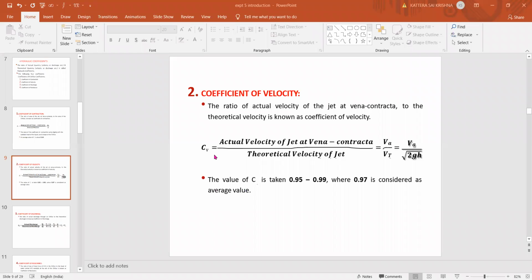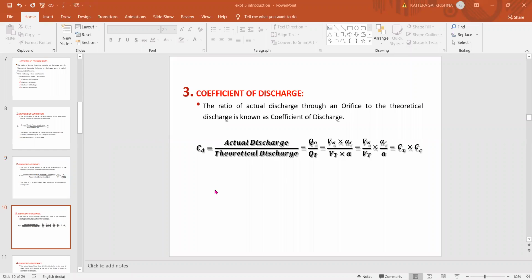The ratio of actual velocity of the jet at the vena contracta to the theoretical velocity is known as coefficient of velocity. Next, coefficient of discharge. This one everybody knows because in almost all the experiments we are finding the coefficient of discharge. The ratio of actual discharge through an orifice to the theoretical discharge is known as coefficient of discharge. So Cd is nothing but Q actual by Q theoretical.